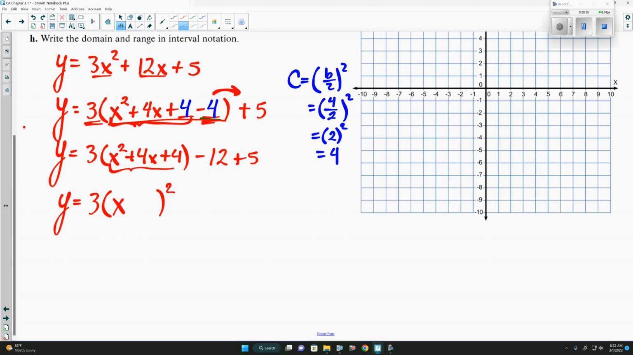Now, x squared plus 4x plus 4, we have our x, and whatever's inside the parentheses before we square it is what goes in there with it. Since it was positive 2 before we squared it, we have x plus 2 squared. Negative 12 plus 5 is negative 7.